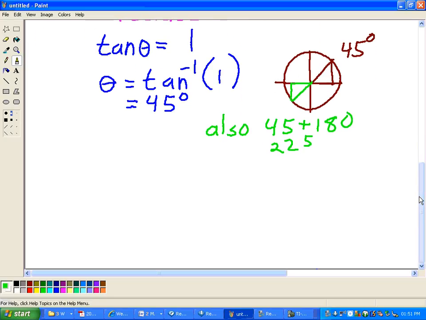While we're doing this, let's go ahead and do it for the sines and the cosines. So for tangent, the first answer is theta. The other answer is 180 degrees, plus your first answer.